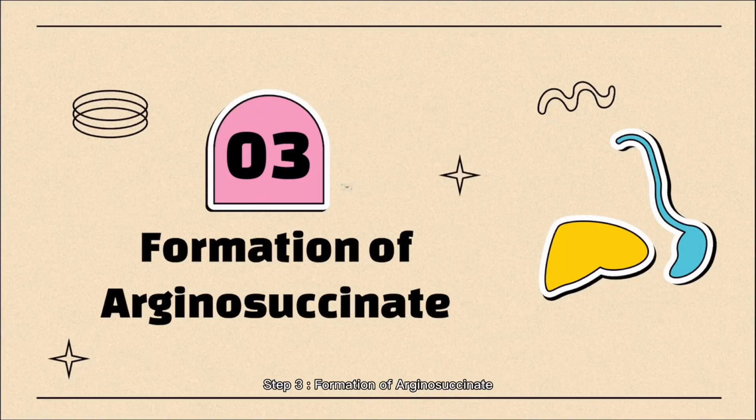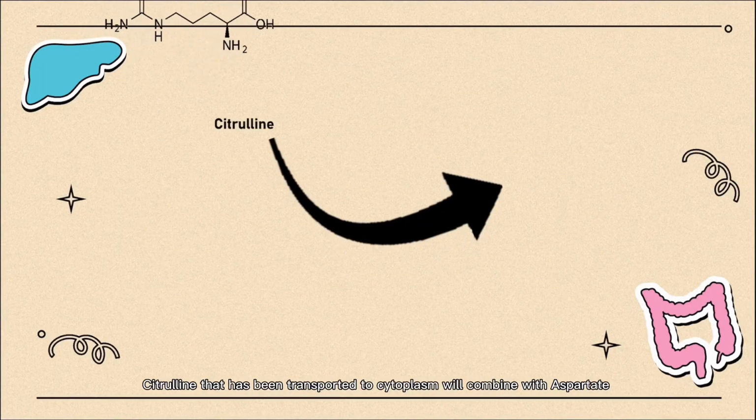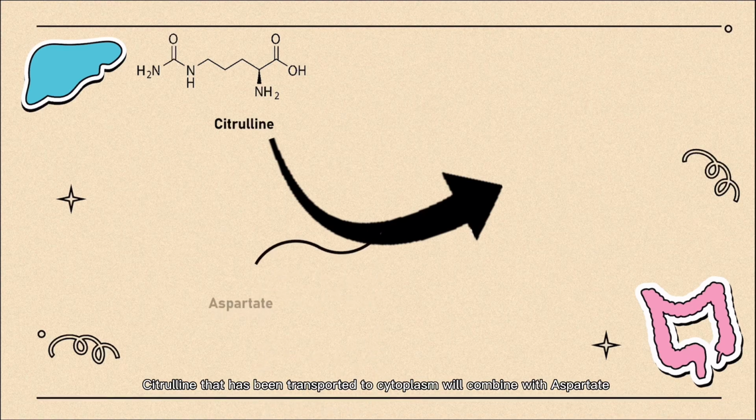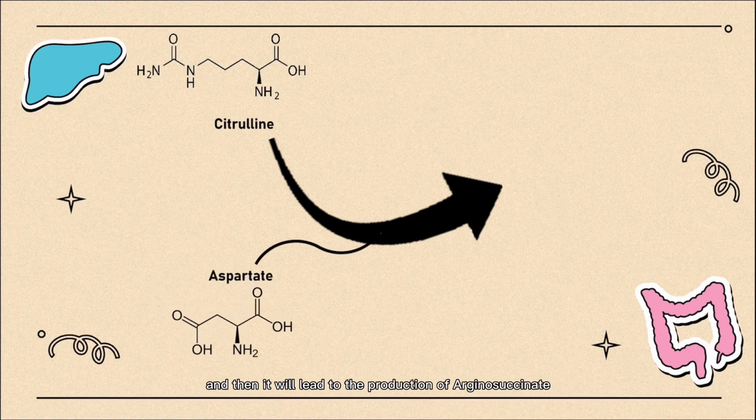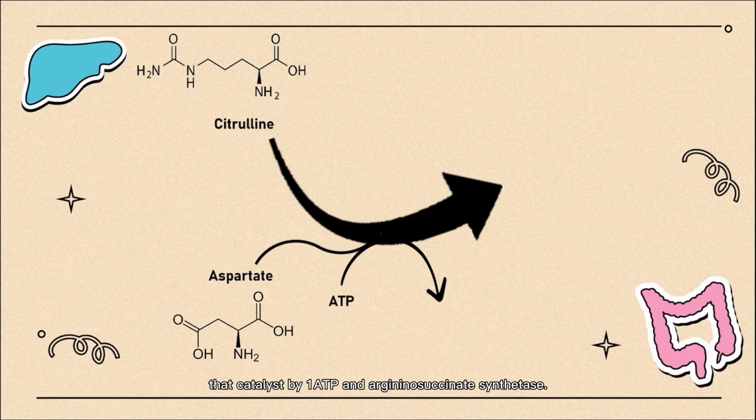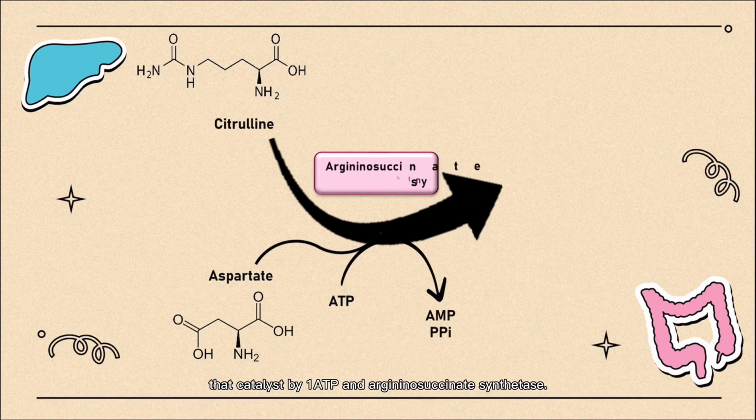Step 3. Formation of argininosuccinate. Citrulline that has been transported to the cytoplasm will combine with aspartate, and then it will lead to the production of argininosuccinate, catalyzed by ATP and argininosuccinate synthetase.